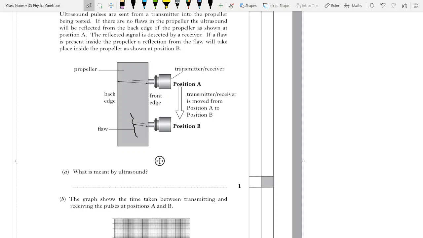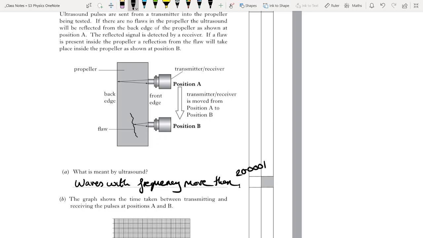So basically beyond the range of human hearing. Waves with frequency more than 20,000 hertz. I should probably say sound waves, because they are sound waves. Okay, so that's just something that you need to learn. It's just a fact.